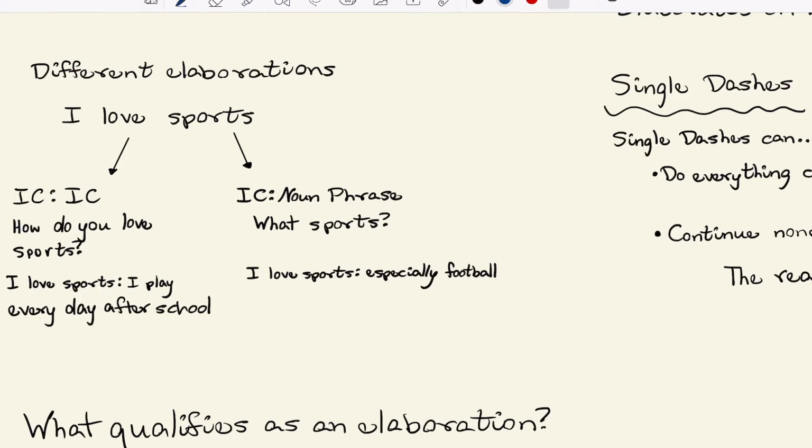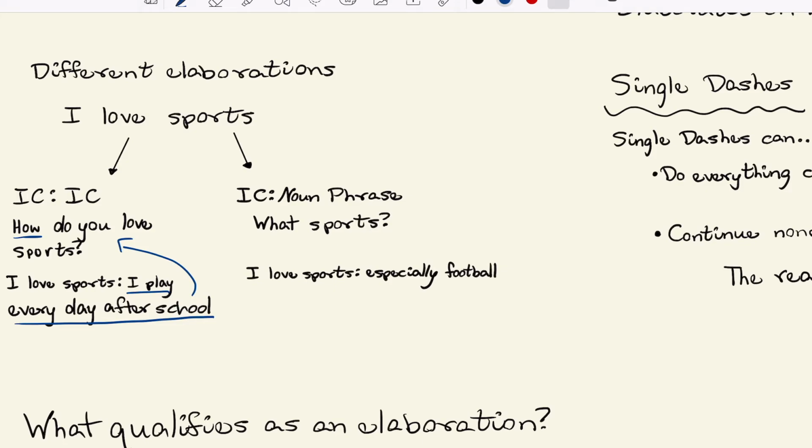For the sentence, I love sports. When using a colon to separate two independent clauses, you can ask, how do you love sports? Or how do you show you love sports? And the sentence would turn out to be, I love sports, colon, I play every day after school. And so the first sentence, I love sports, is the first independent clause. And the second independent clause is, I play every day after school, which is answering the question, how do you show you love sports?